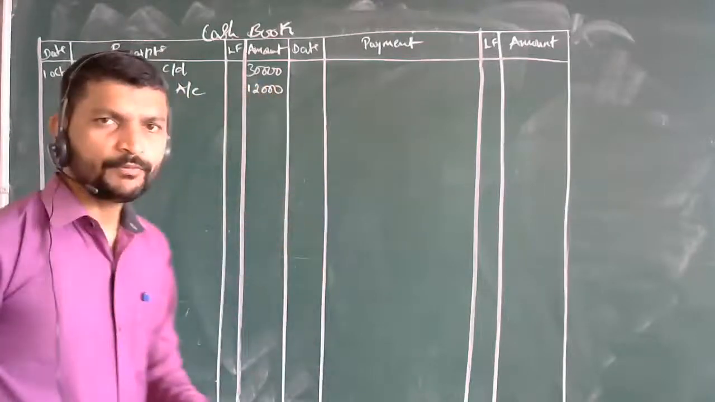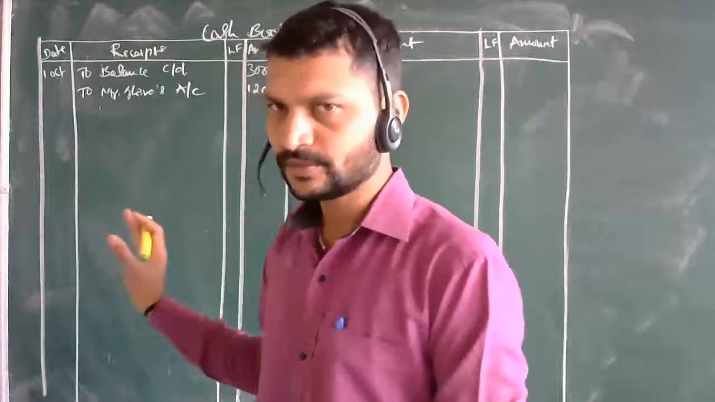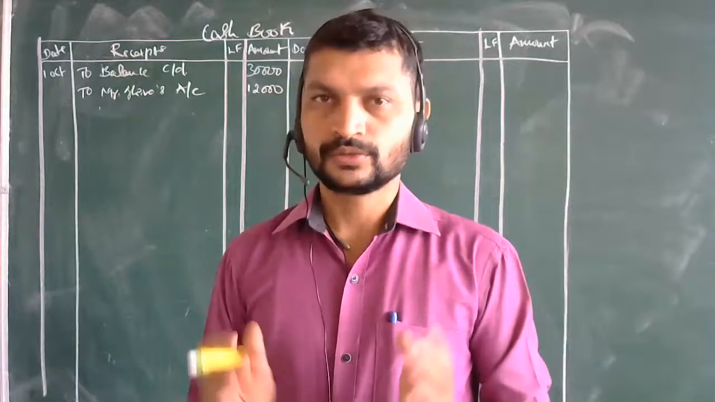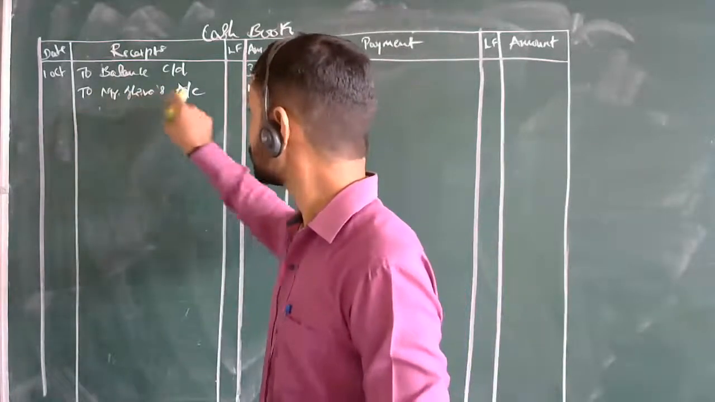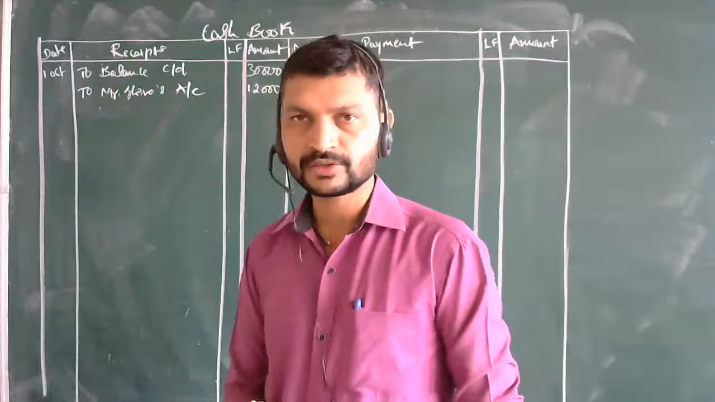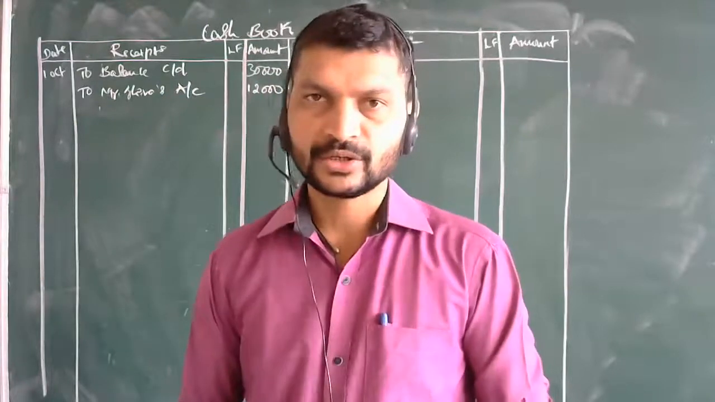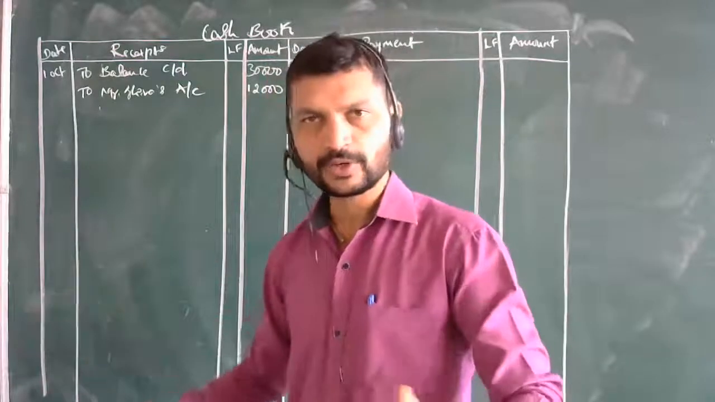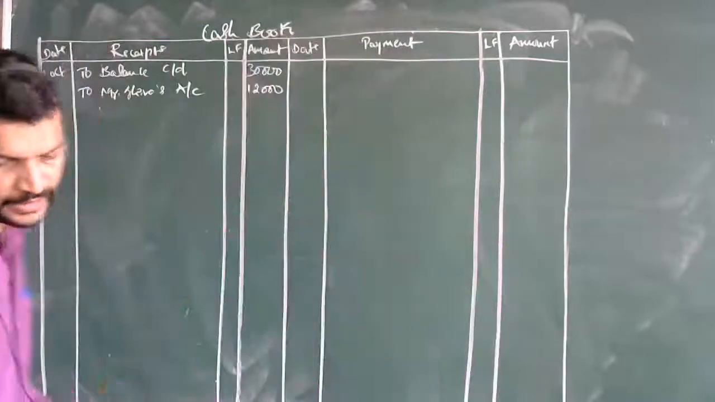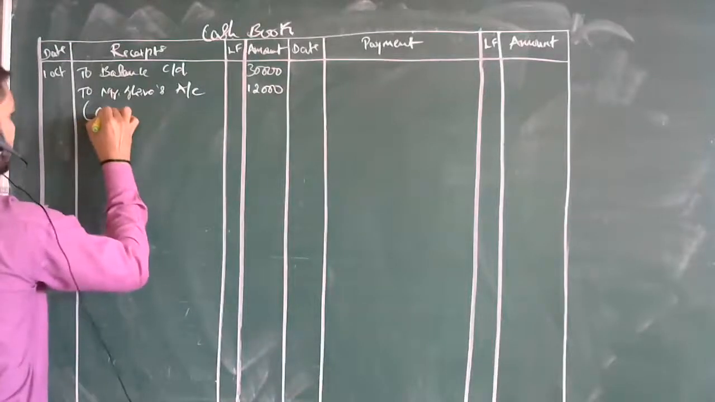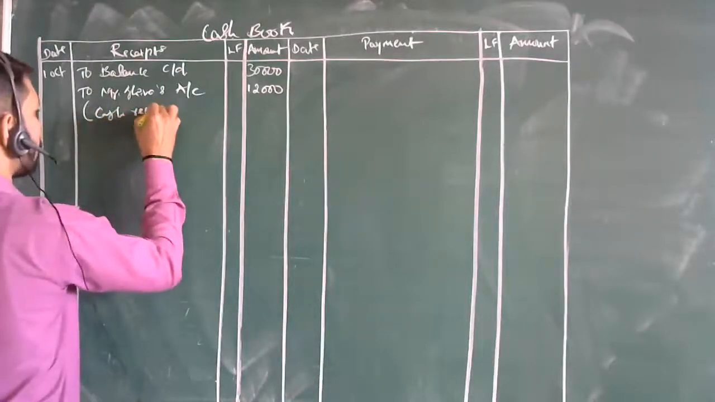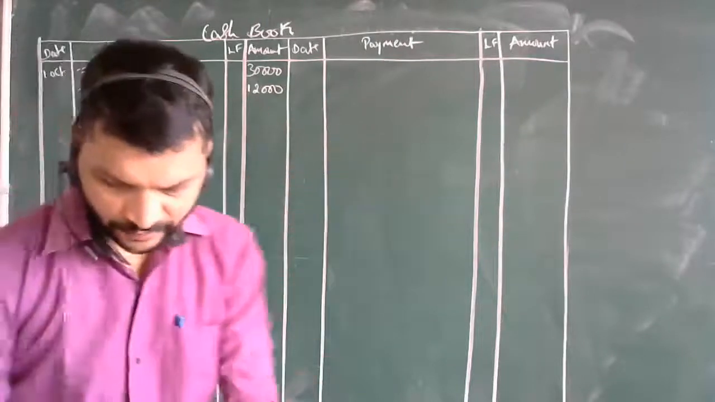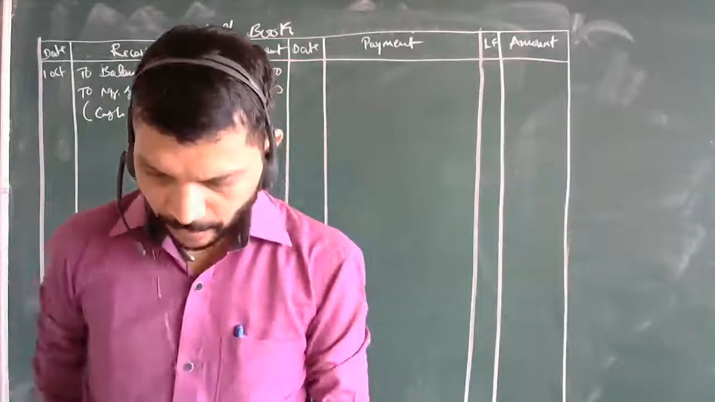For your understanding, this is one of the first problems, so I will write small narrations also. To Mr. Shiva's account means you have taken the transaction, you have received cash. You can mention these points just for understanding purposes; you can even copy the same. You can write that cash received, you have received cash from Mr. Shiva.